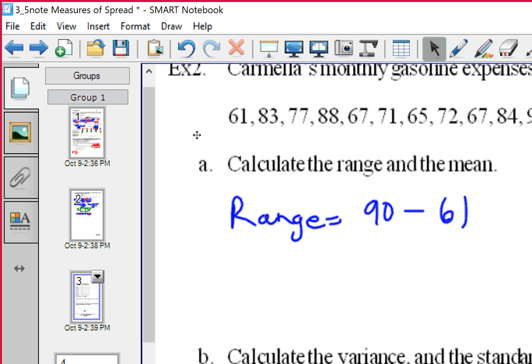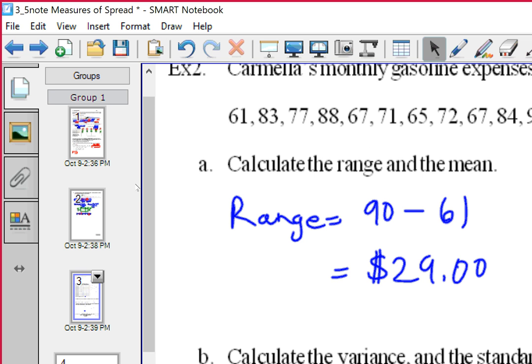But we just find the largest from the smallest. You end up finding our answer is 61. So now when we find the mean, all we have to do is add all our information, divide by 12, and we end up with 75. So that is what our mean is.